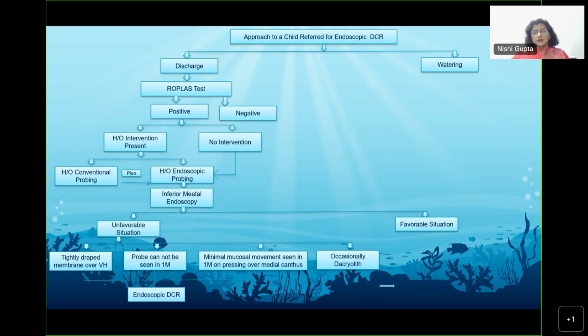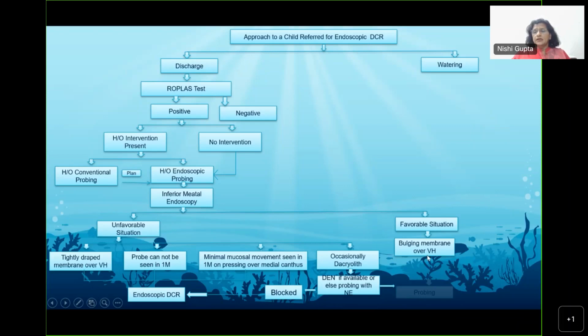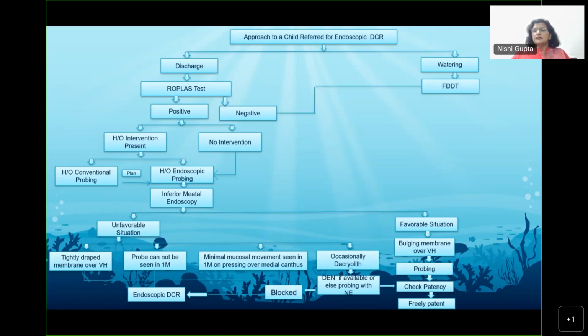In dacryolith, we do dacryoendoscopy using a fine endoscope that we pass through the punctum and see if we can see the dacryolith and it is blocked. Then either we do endoscopic DCR or we can do balloon assisted recanalization in this case. Favorable situation is a bulging membrane over the valve of Hasner, and we do endoscopic guided probing and check patency. If there is watering, we do FDDT, as I just mentioned. If it is patent, then nothing needs to be done.